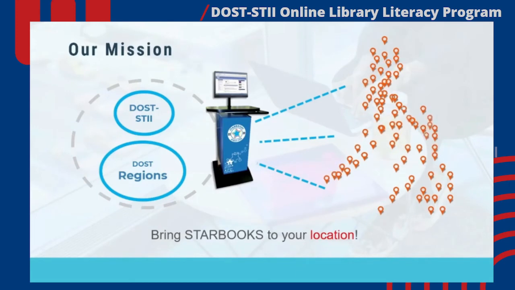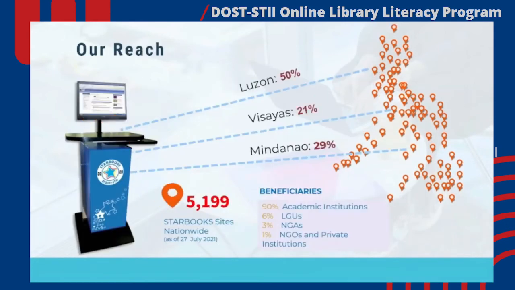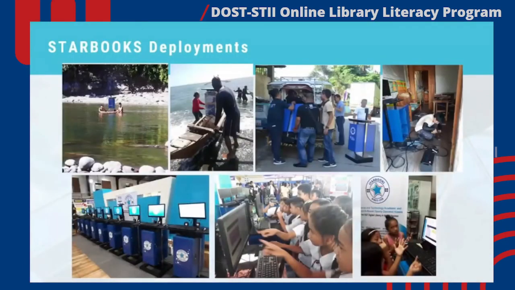So sabi nga natin, ginawa si Starbooks para mapadala sa ating information seekers. So our mission is to bring Starbooks to your location o doon sa mga nangangailangan. And to date, meron na po tayong 5,199 Starbooks sites nationwide. So, karamihan po dito, of course, is our academic institutions. We have some from LGUs, non-government agencies, and NGOs, and private institutions. So, ilan lamang po ito sa mga deployments natin.